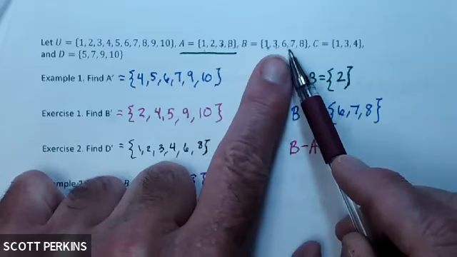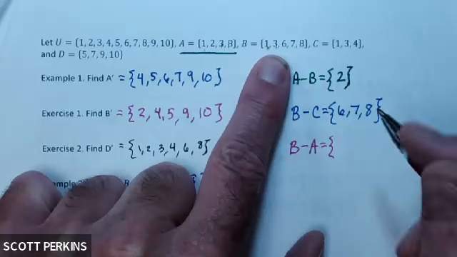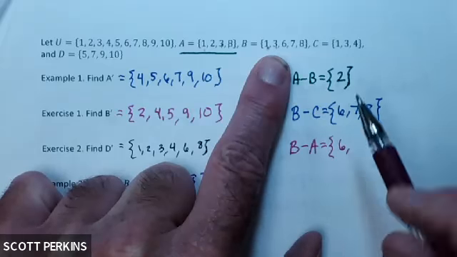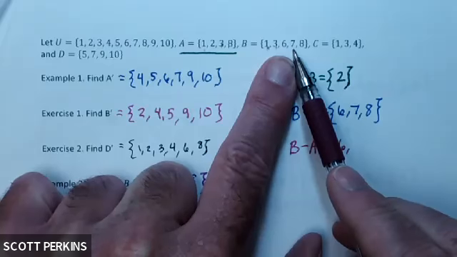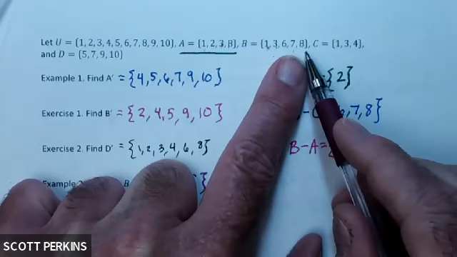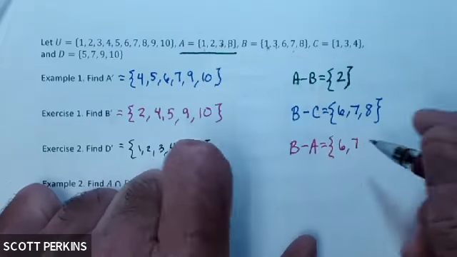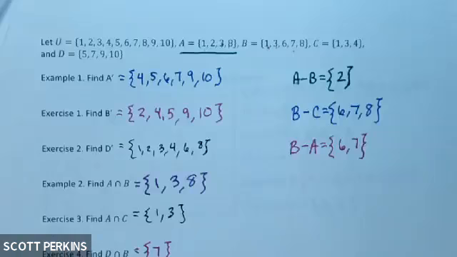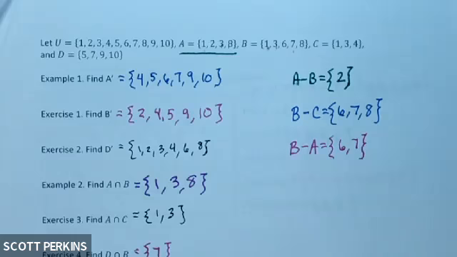How about 6? Subtract it or keep it? You keep it this time, it's not in A. How about 7? Subtract it or keep it? Keep it. And how about 8? Do I subtract it or keep it? Subtract it because it's also in A. There you go. There's what's left. Any questions? Please ask if you've got to. I know this is goofy stuff, some of it, but it's fun.